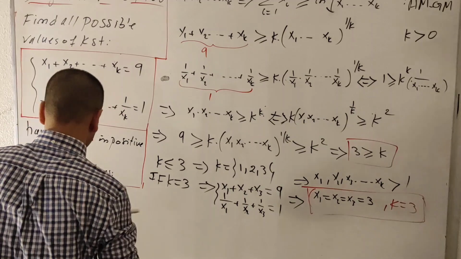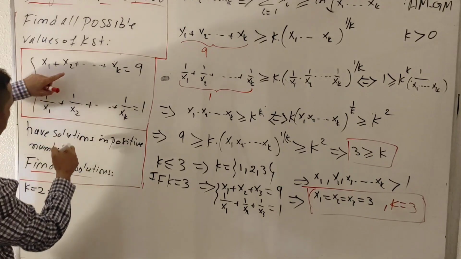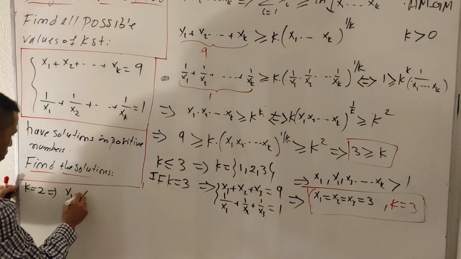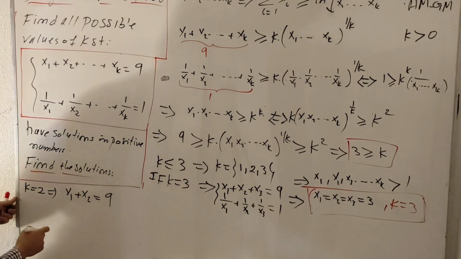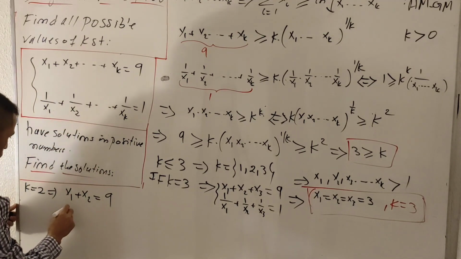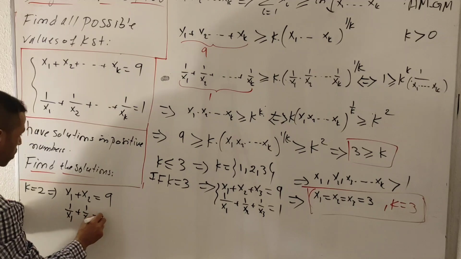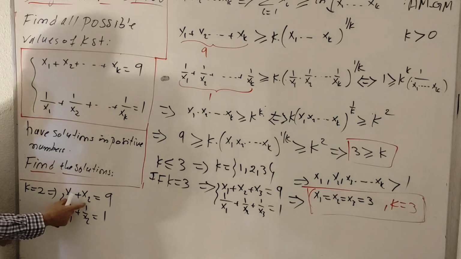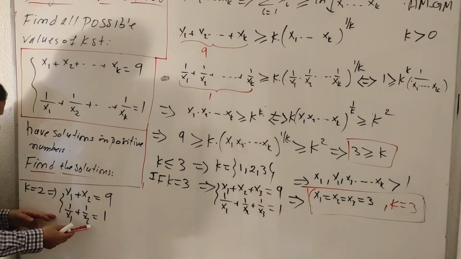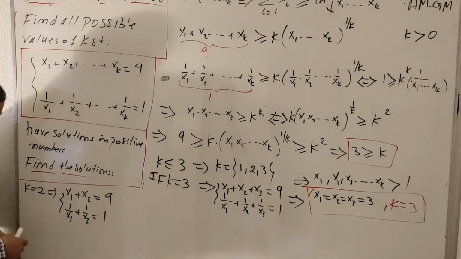With k equals 2, I will have 2 terms only. x1 plus x2 equals 9, the same number. For the second equation, I will have the inverse: 1 over x1 plus 1 over x2 equals number 1. So it's very clear here. Now we have limited terms, and we are going to solve this by using both equations. I'm going to combine these 2 equations in order to find x1 and x2.